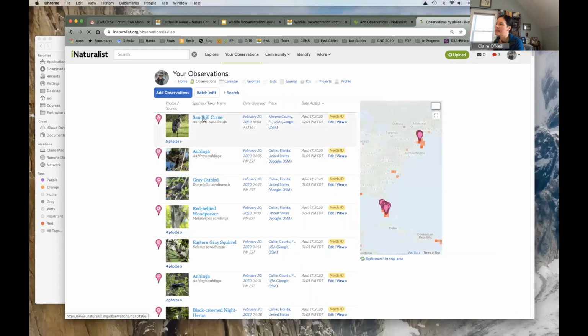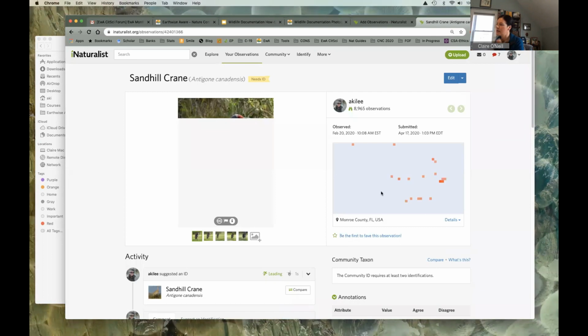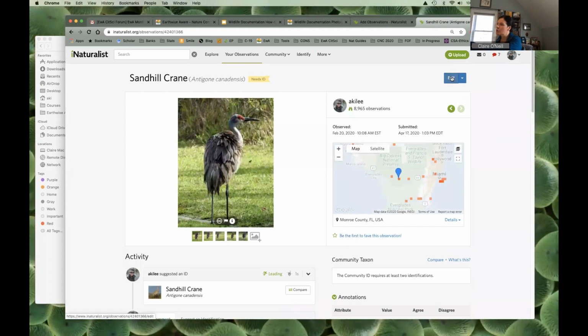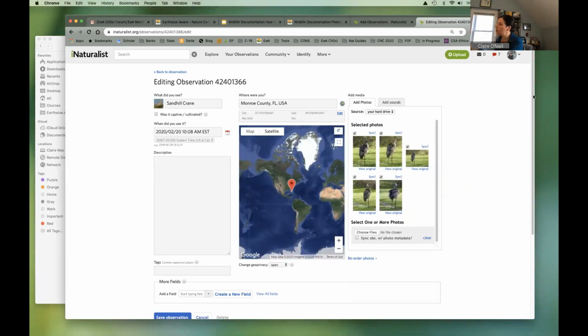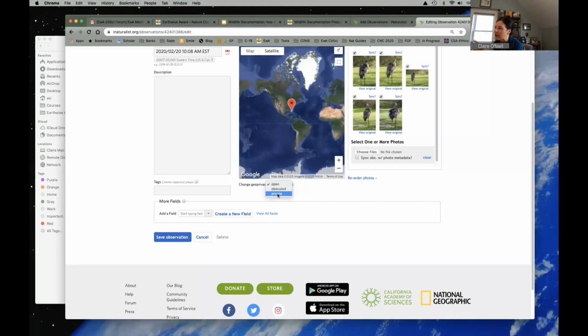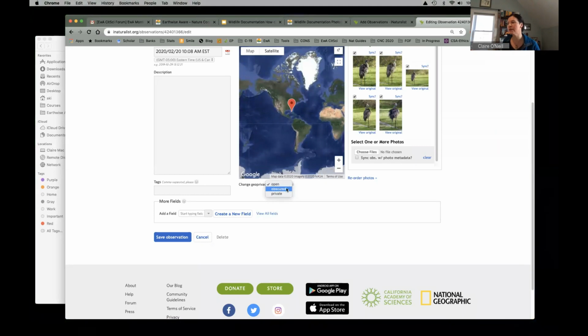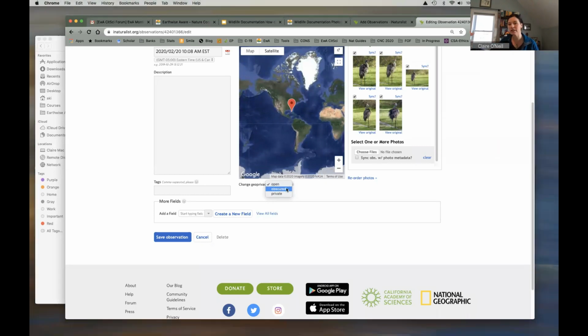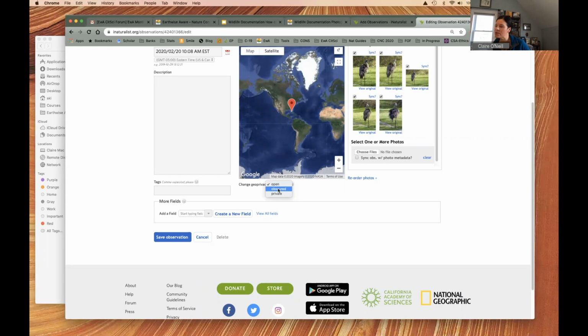Actually, I'm curious about the sandhill crane. Is it endangered or not? No, it's not. So if I was to obscure the location of the sandhill crane, which is not necessary there, I would go here. And I want to remember, okay, obscured or private. Usually I don't go for private, I go for obscured. Private is nobody can look at it. I go for obscured because the team, the project in which this observation is, can still look at the geotagging. So I would obscure it if it was an endangered species, right?